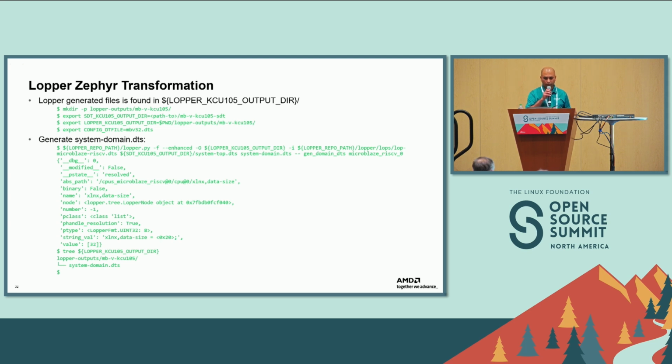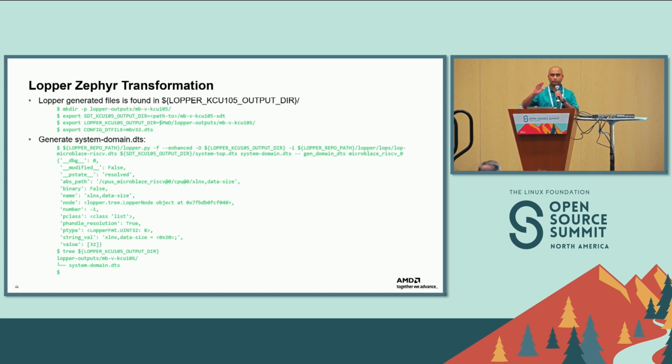Once you configure your repository for Lopper, you need to export these commands and run the Lopper command. Basically, it takes your system device tree and uses the generate domain DTS lops assist, along with the RISC-V MicroBlaze lops, and converts it to something called the system domain DTS. In the system domain DTS, you have a processor instance of a device tree for MicroBlaze RISC-V, and it also includes the additional programmable logic device tree DT nodes.